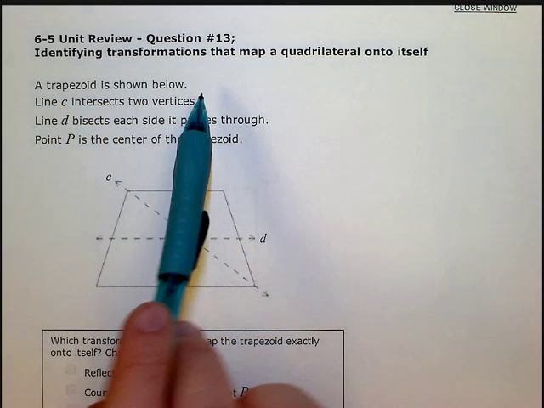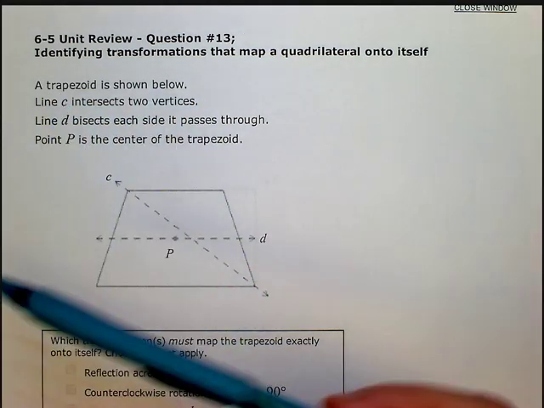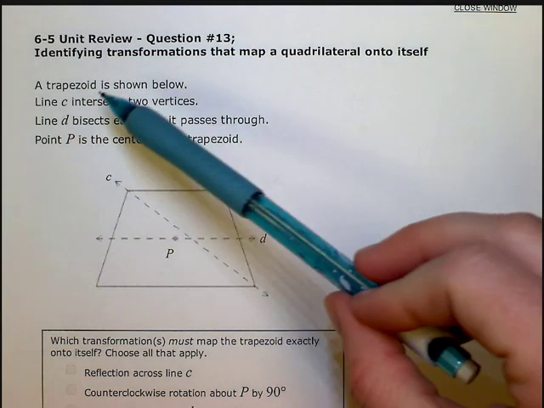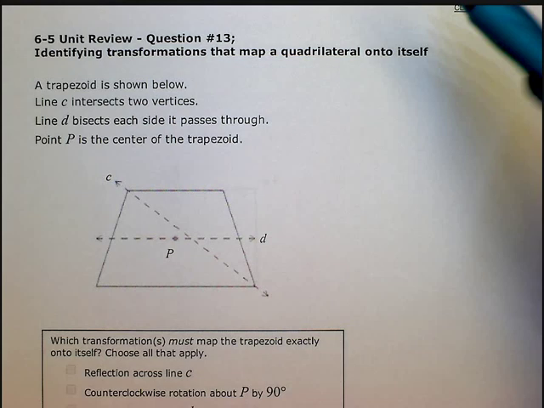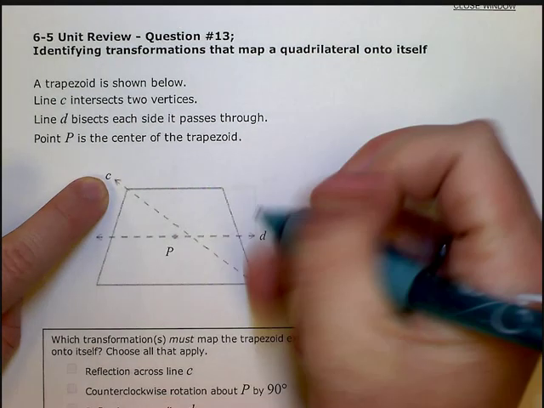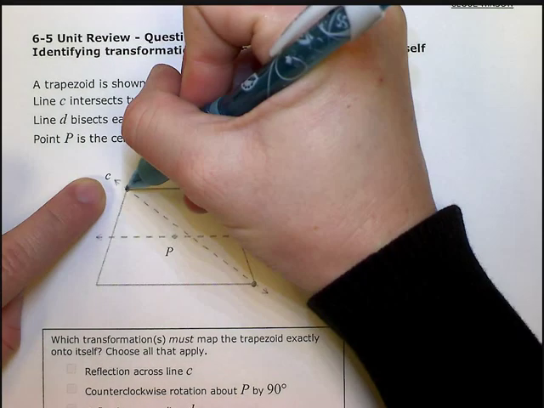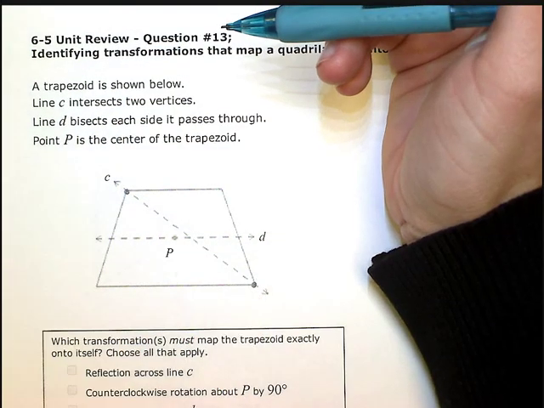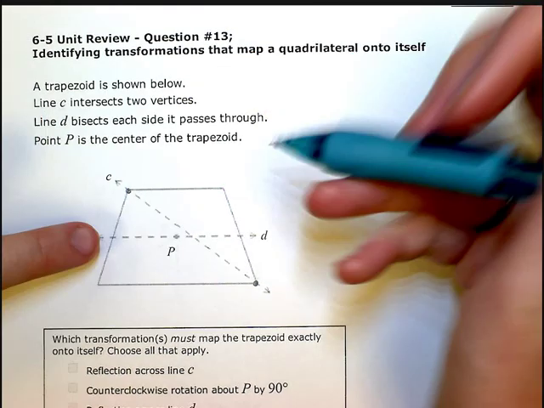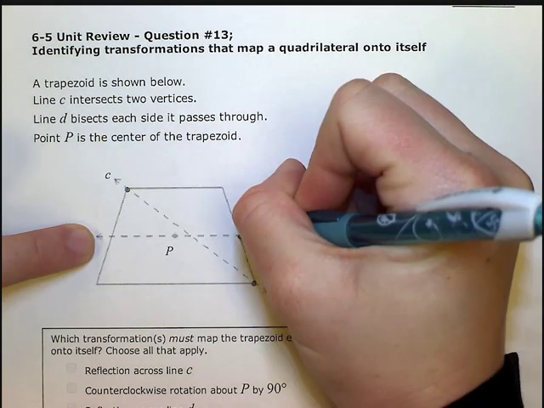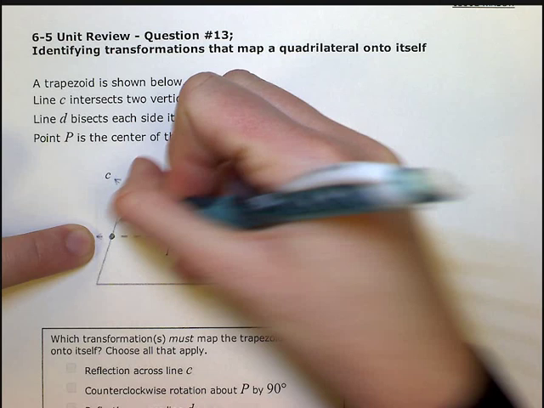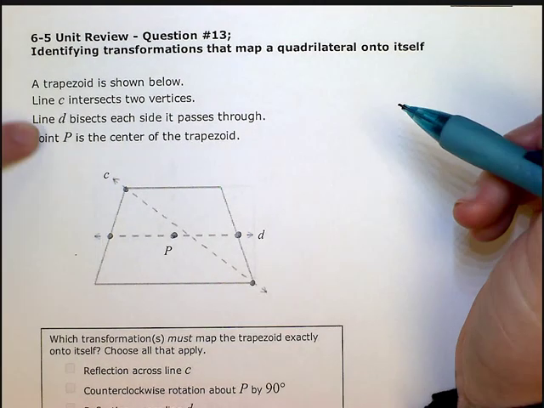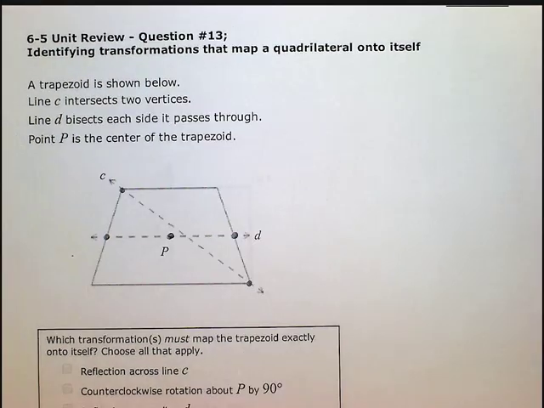So in my case, it's a trapezoid, okay? And mine looks like a trapezoid, so that's helpful. Next, it tells you about the lines and the points that it marks on it. So line C, which is this one, intersects these two vertices, which are the corners. Now, we should also make note, it doesn't go through that point in the middle, but it goes through the two vertices. Line D bisects each side it passes through, which means these are the middle points of the sides, and it does, in fact, go through that middle point. And P is the very center of the whole trapezoid. Okay, so those are important things to recognize first.